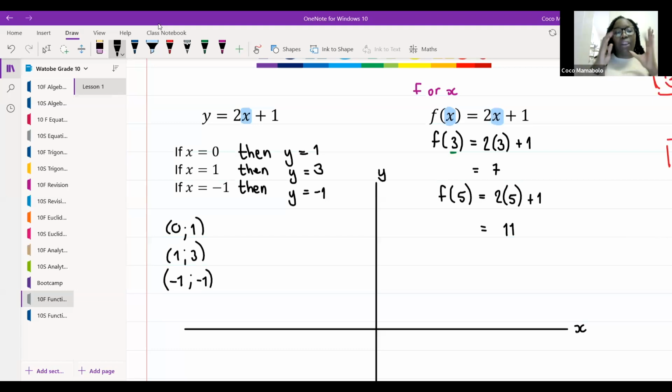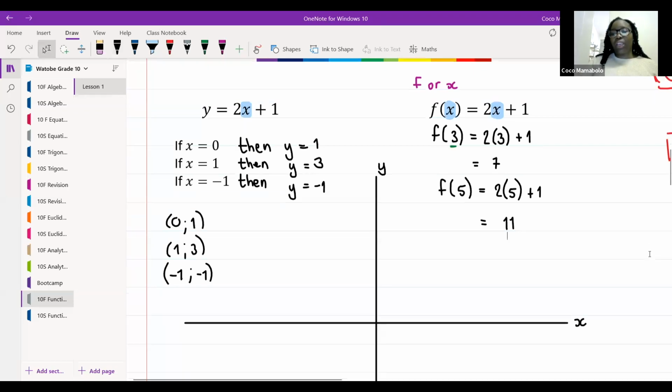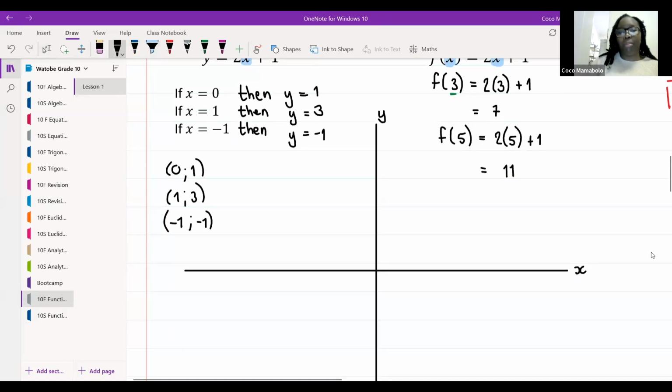Okay, so we understand that the function, the f of x, just tells us what we're going to replace x with. That's all. Right, now guys, if we look at our Cartesian plane, remember this x and y axis that we're very familiar with from grade 9 is called a Cartesian plane. We want to use this to draw the function.